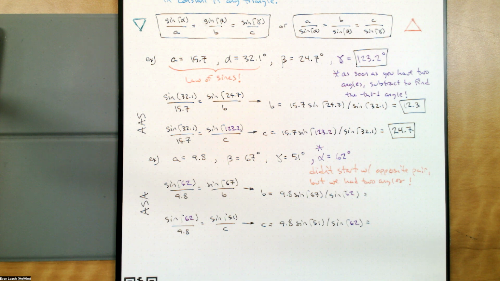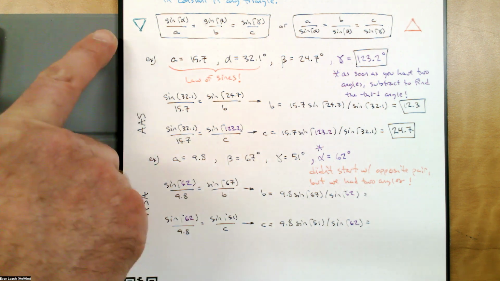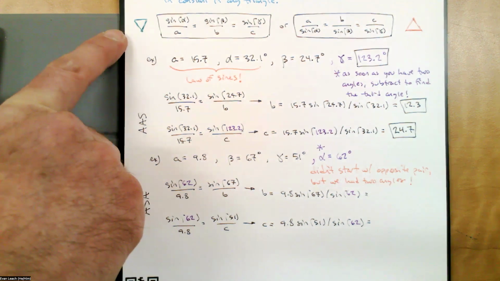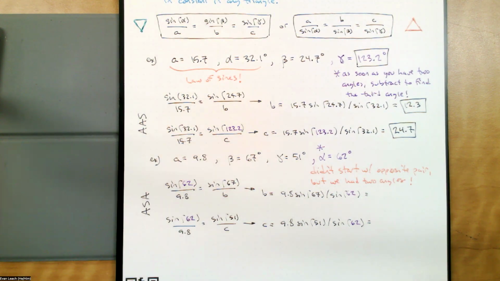Every time I try to write these reciprocals, like write A over sine alpha, I start writing things in the wrong spot. I am clearly this triangle. This is my brain's triangle. I put the sine angle on top.